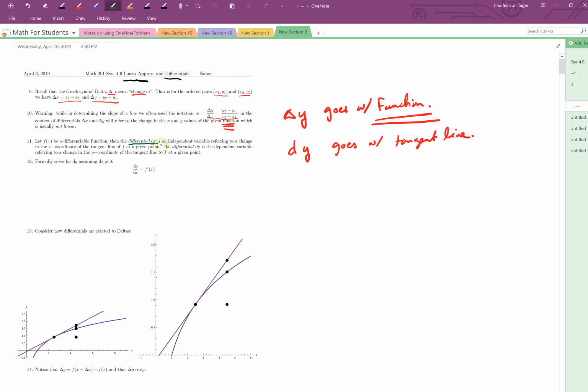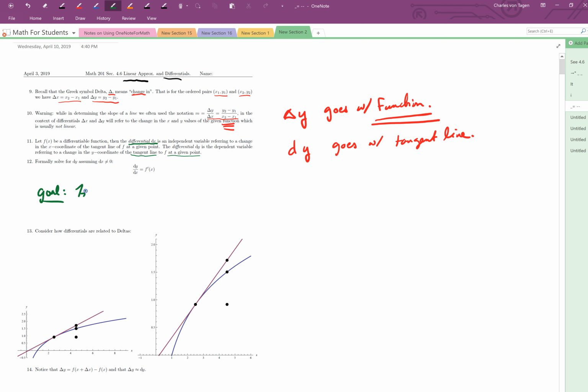Anyway, what you can think of it is it's an independent variable referring to the change in the x-coordinate along the tangent line of f at a given point. The differential dy then is an independent variable referring to the change in the y-coordinate. This is the key here, on the tangent line of f at a given point. Okay, so I'm going to draw a picture here in just a moment to help clarify this. But before I do so, I want to show you basically what our approximation is.